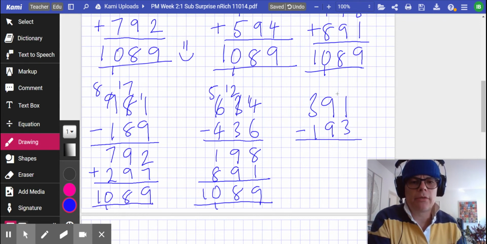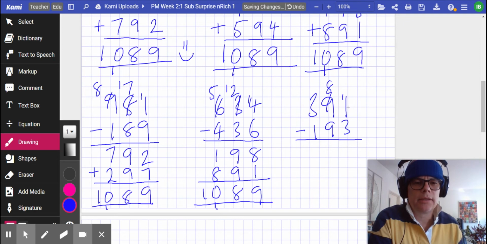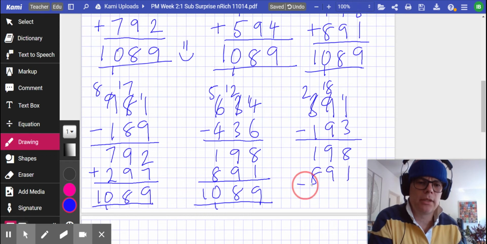Last one, 1 take away 3, can't do, so we borrow a 10. 11 take away 3, 8. 8 tens take away 9 tens, can't do. Borrow 10 tens there. 18 tens take away 9 tens, that's a 9. 2 take away 1, 1. Reverse it, 8, 9, 1. Add it, and yes, you're going to get the same result.